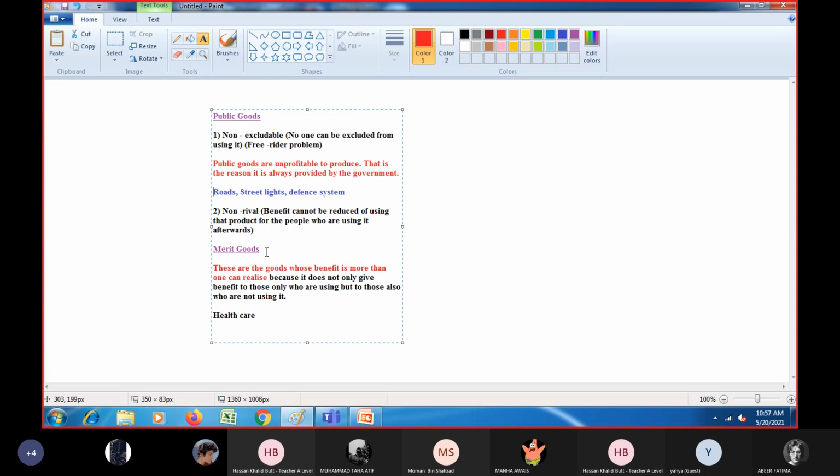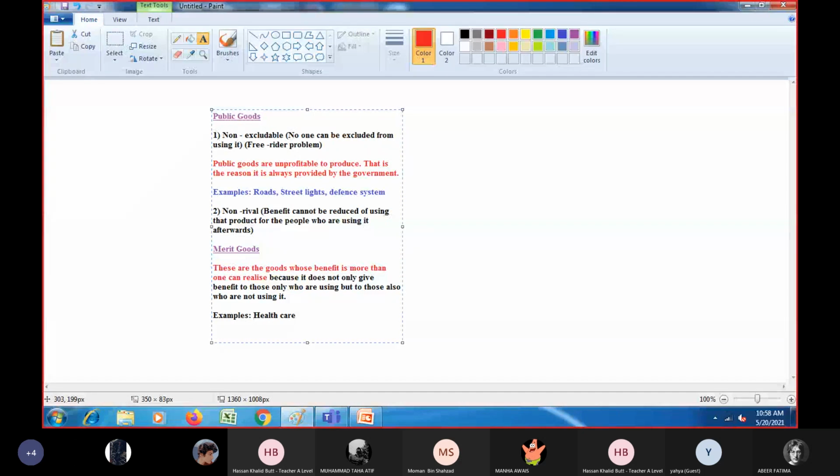This is an example of merit goods, and I gave you the example of healthcare. Now, let's talk about healthcare or medical facilities. Okay, let's say you are ill, and you have some kind of infectious disease. Let's say you have flu, and you want to see the doctor. So when you see the doctor, the doctor prescribes you some medicines, and when you use them, you get cured.